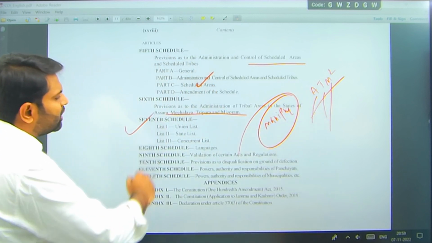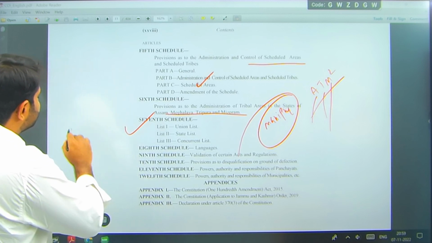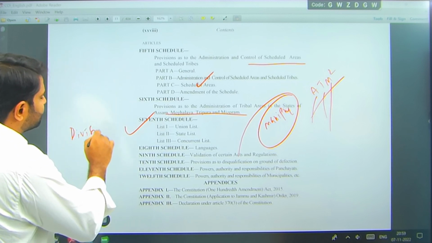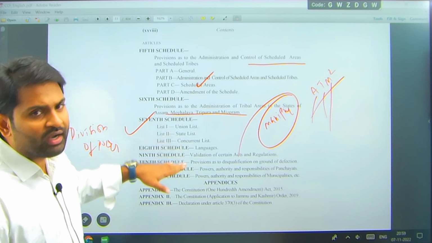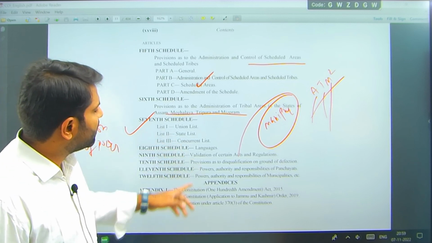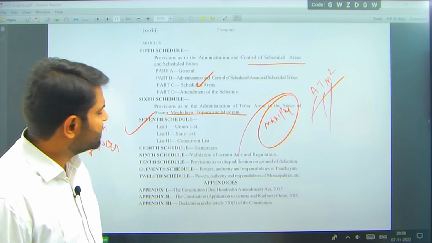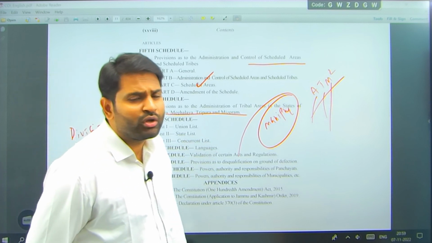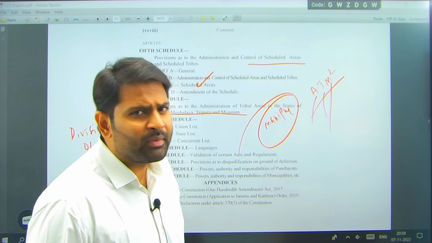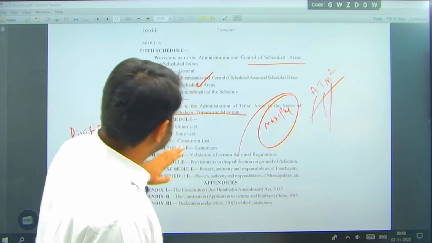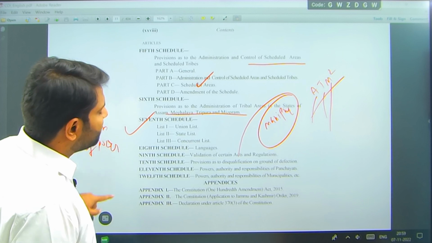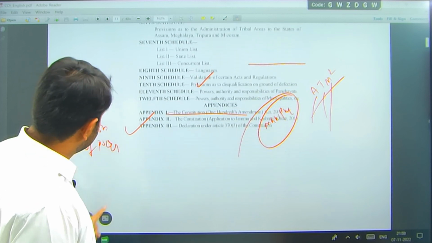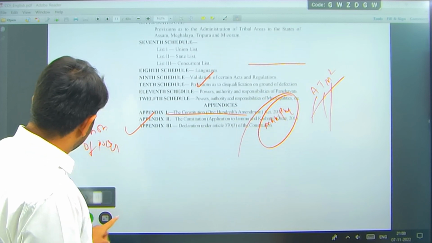And we have the seventh schedule. Seventh schedule is about division of powers between union, state and concurrent. These lists are very important: union list, state list, concurrent list. We have union government and state government, and these lists tell which government can make law on which subjects. Next one, eighth schedule, is all about languages. If you remember, the 17th part is all about languages. Eighth schedule is about languages.